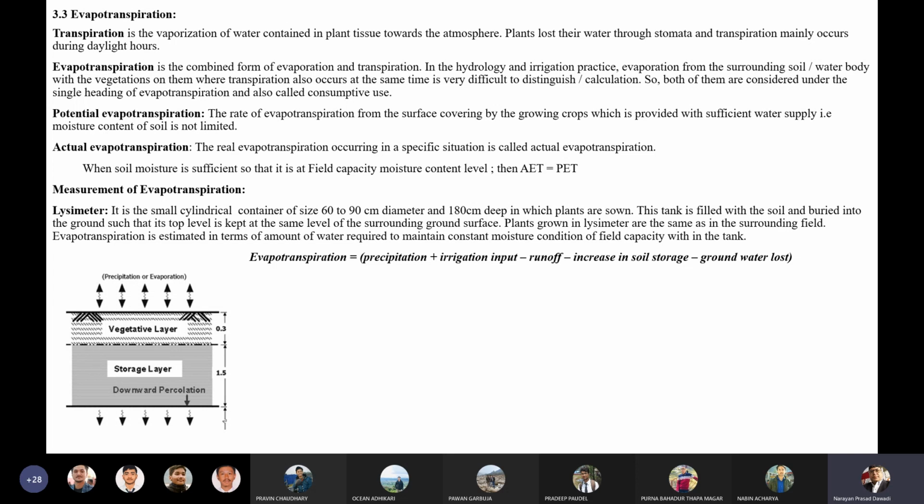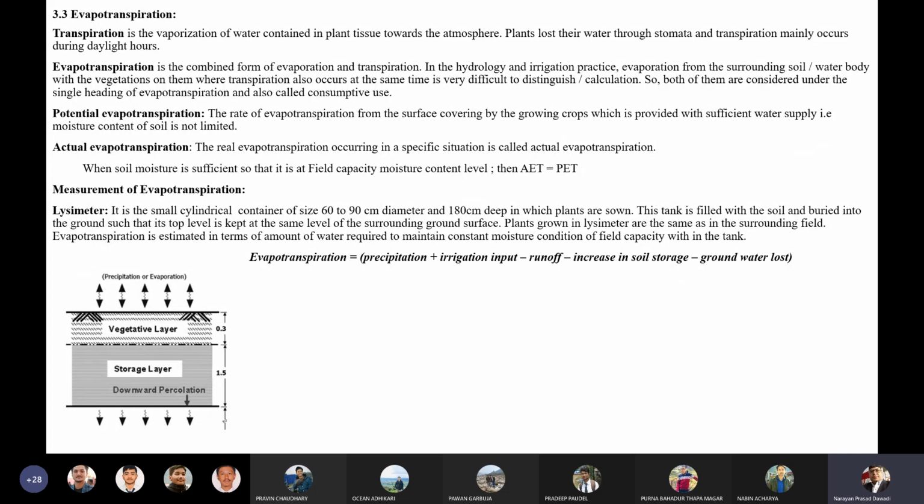So consumptive use is the water that is utilized by the plant for its biological need, and some of the water is used by the crop, whereas the rest of it is evaporated from the plant tissue or plant body, and that is evapotranspiration. Now, potential evapotranspiration. The potential evapotranspiration is also the rate of evapotranspiration, but for vegetation where a sufficient amount of moisture is provided to the crop.